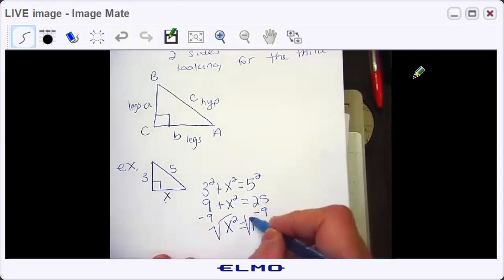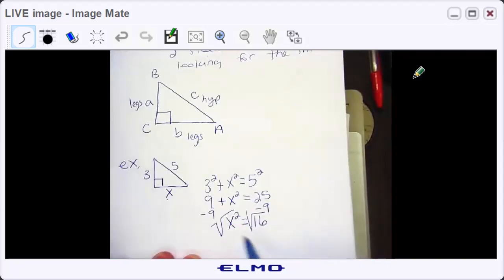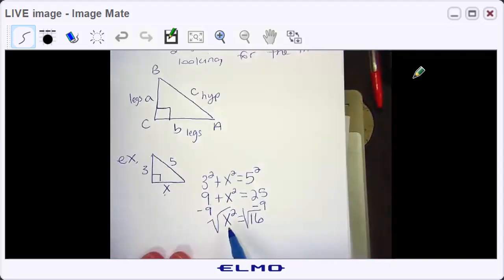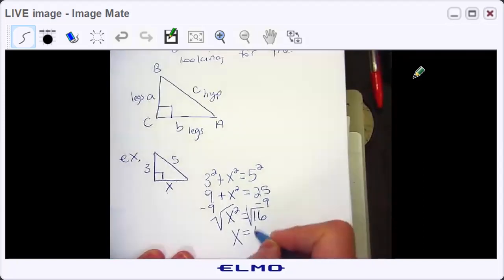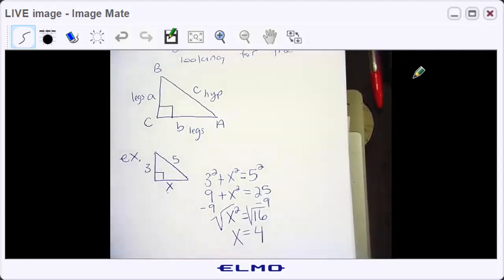And what you do on one side, you have to do on the other side. Now, in some of your higher math, algebra 2, college algebra, the answer here is plus and minus 4. But because we're dealing with distances, we know we only have positive values. So we're only going to take the positive answer of this problem.